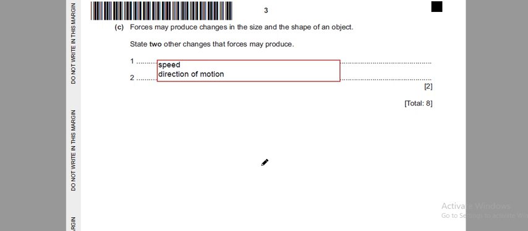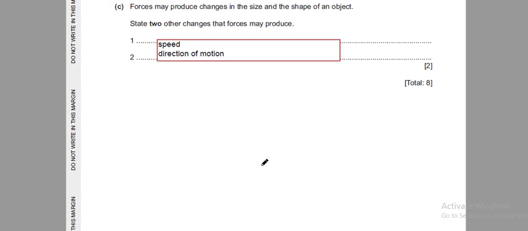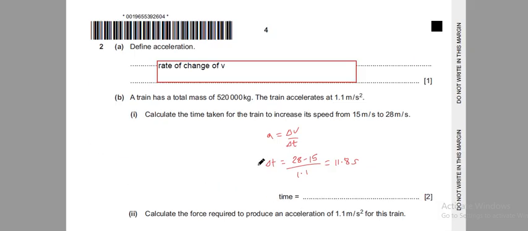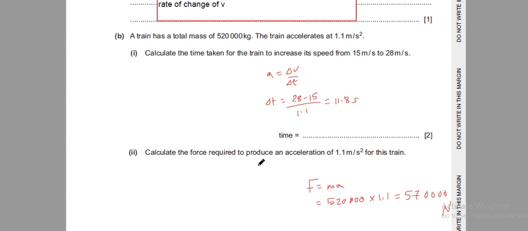Force produces changes in size and shape. State two other changes: change in speed or direction of motion. Define acceleration: rate of change of velocity. A train has a mass and accelerates at a given rate. Calculate the time to increase its speed from 15 to 28 meters per second. A is equal to delta V over delta T, equals 28 minus 15, the change in velocity, over A.